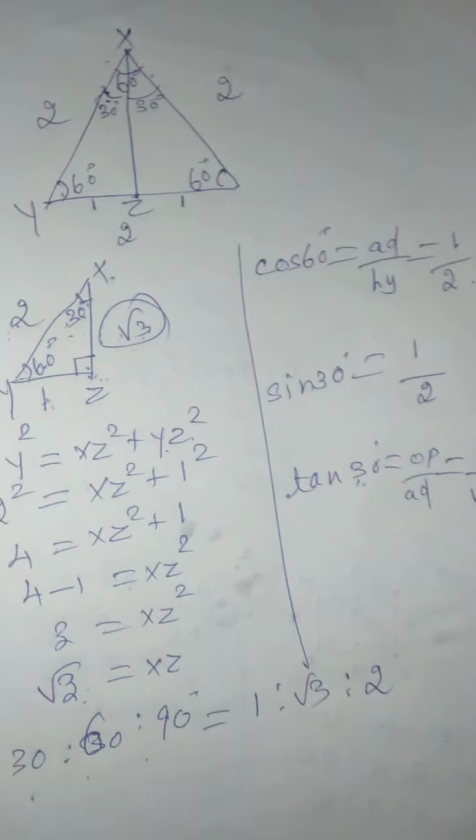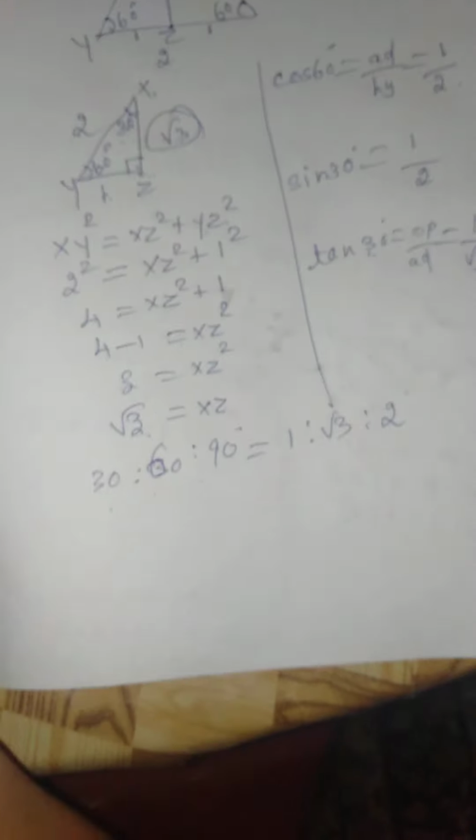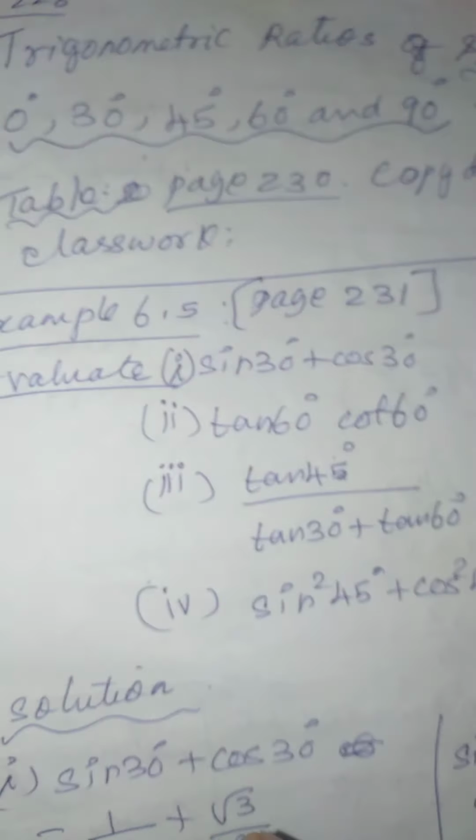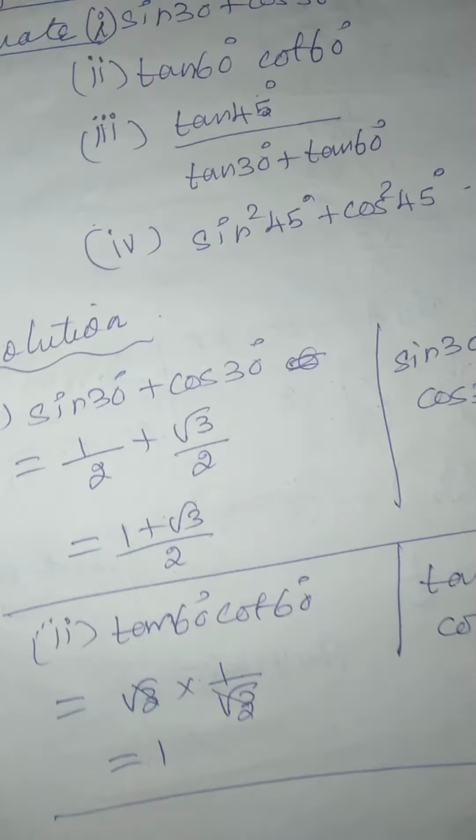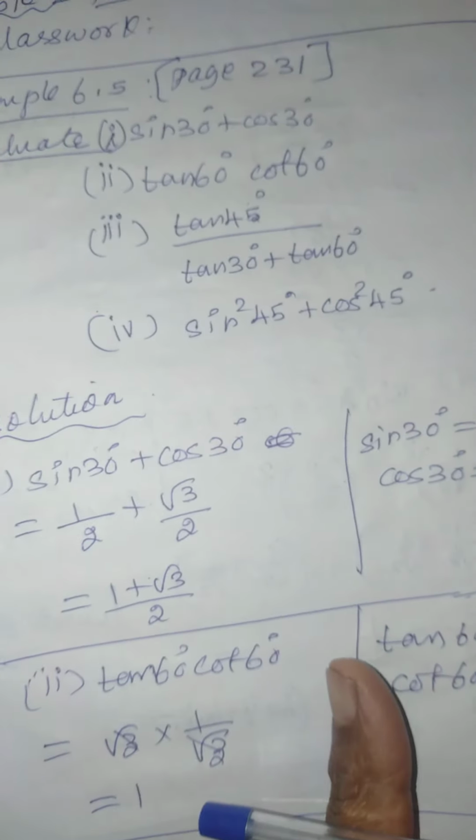And for this table, the values for all the reciprocal functions you can find by taking the reciprocal. Suppose you want cosecant 30, it can be found using the reciprocal of sin 30. Cosecant 30 will be nothing but 1 by sin 30. But sin 30 we found as 1 by 2. So the reciprocal of 1 by 2 is 2. Cosecant 30 will be 2.